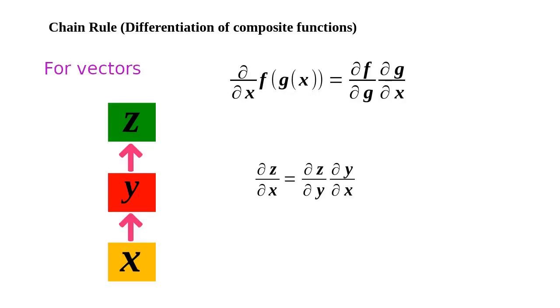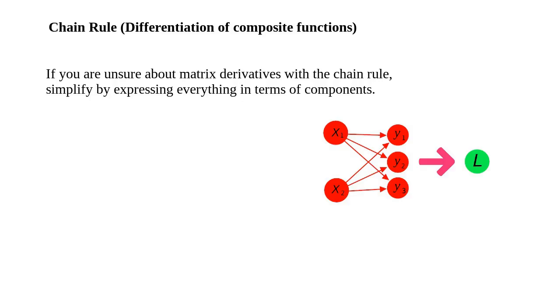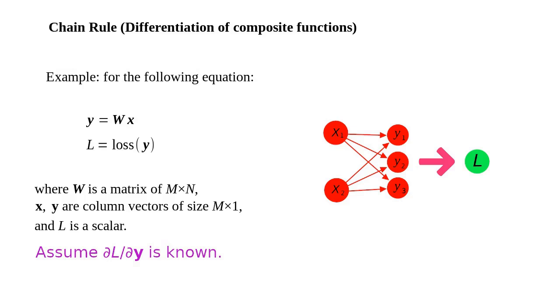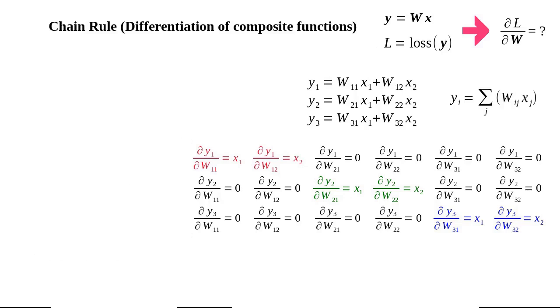For vector functions, we have: if you are unsure about matrix derivatives involving the chain rule, simplify by breaking everything down into components. Let's consider an example. Applying the chain rule, we get the equation. Alternatively, we can express the calculations in terms of components.